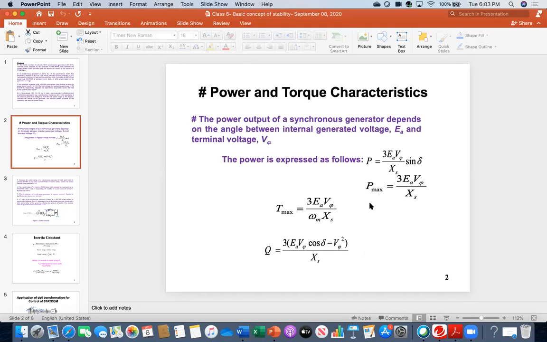These two equations are just showing what is the P max value. You can see because it is sine delta, delta can be maximum 90 degrees. So that's why this will be the P max. Similarly, this is the torque max, that P max over omega m in radian per second. So therefore, you know these things. Just write down the P equation and then the Q equation.